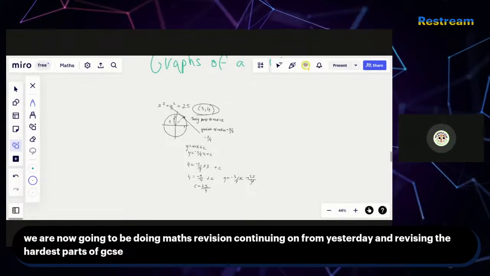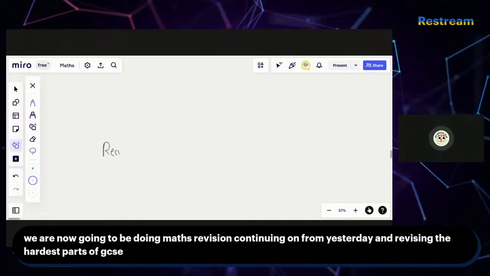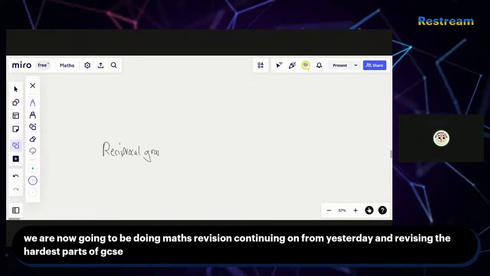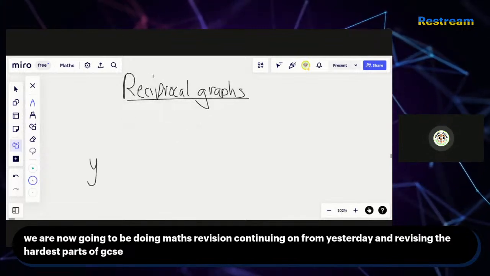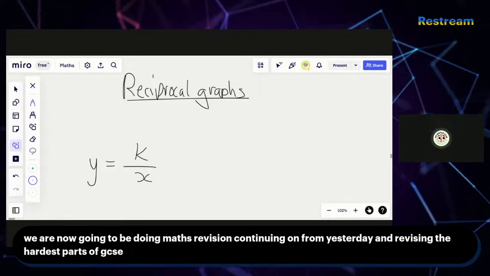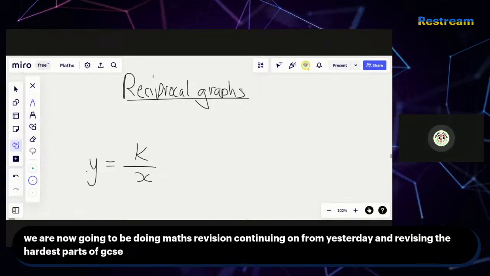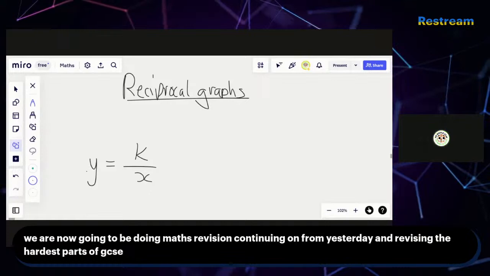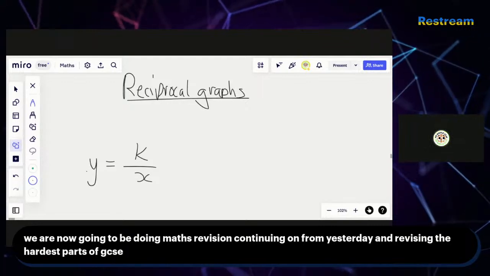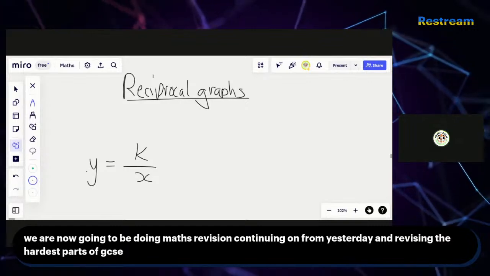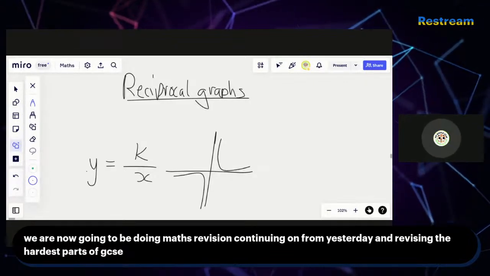Okay. And in terms of other complex graphs, like graphs of a circle, reciprocal graphs are also quite important. Reciprocal graphs will have the equation y is equal to k over x, in which k is any value, and x and y are asymptotes to the curve. So if we look at what a reciprocal graph would look like, a reciprocal graph would look like this. They're asymptotes to the origin.